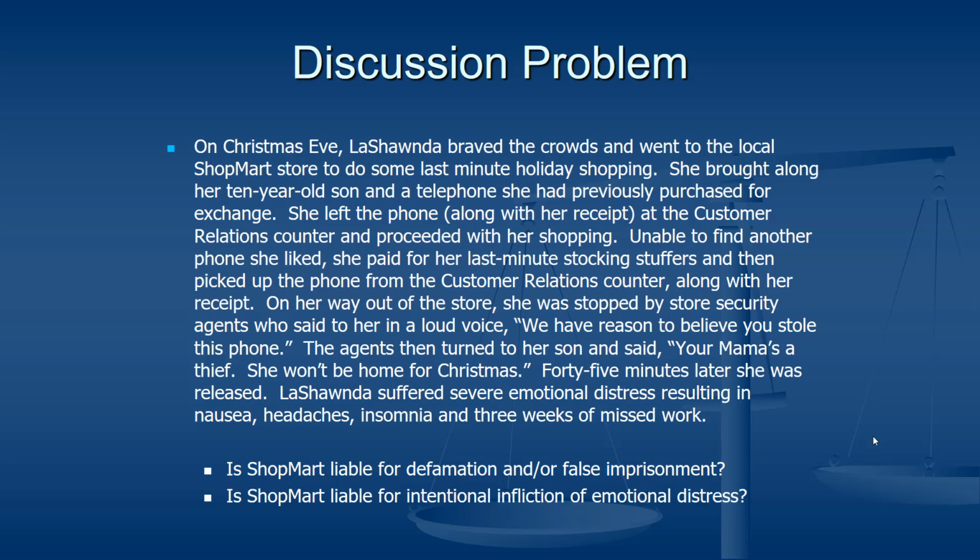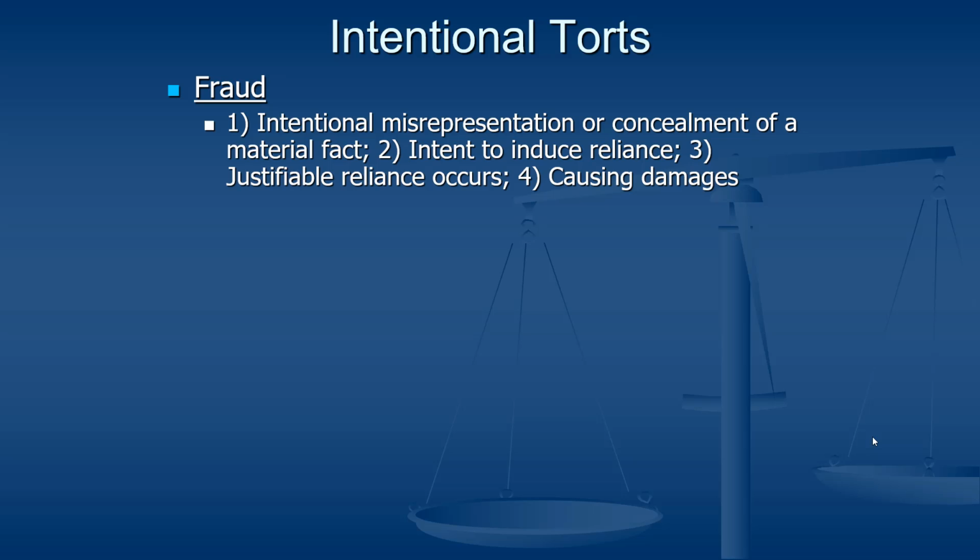Our next intentional tort that we'll touch on is that of fraud. Fraud basically occurs where there's an intentional misrepresentation or concealment of a material fact. A material fact is one that is very important. That the misrepresentation or concealment is done with an intent to induce reliance, so we're trying to make somebody rely on it. Third, that justifiable reliance occurs and it results in some damages or some loss to the innocent party.